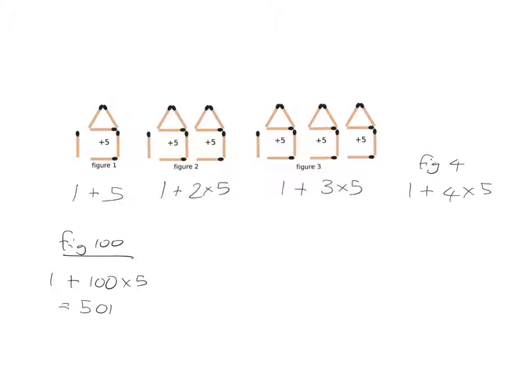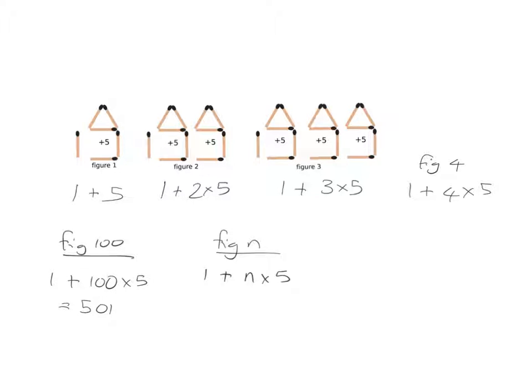Now what we want is a general formula. We want to say for any number, well, how will we work out the number of matches? Well, it'll be 1 plus n lots of 5, right? Because if we had figure 2, it'll be 1 plus 2 lots of 5. For figure 3, 1 plus 3 lots of 5. For figure 100, 1 plus 100 lots of 5. So for figure n, it'll be 1 plus n lots of 5.